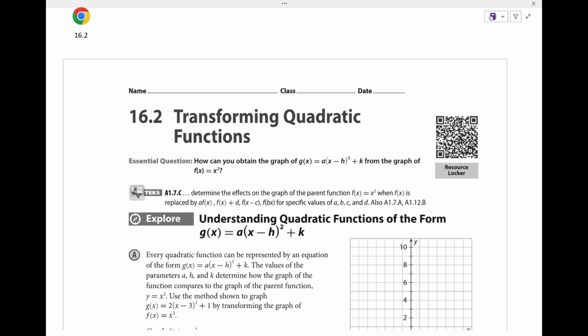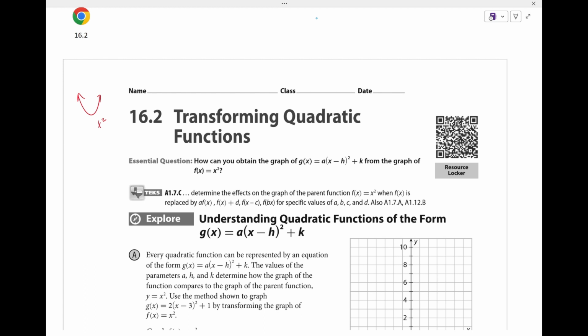So last lesson we learned what a quadratic function is, and we did a little bit of transformations actually. When we had our a value, we did a vertical stretch and vertical compression. Just a quick review, so remember your original, your x squared, that's your parent function.